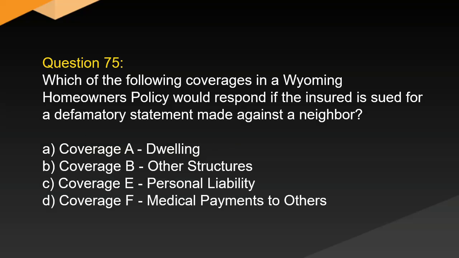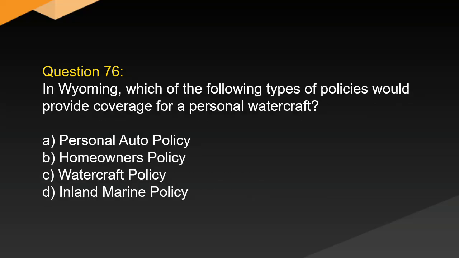Question 75. Which of the following coverages in a Wyoming homeowner's policy would respond if the insured is sued for a defamatory statement made against a neighbor? A. Coverage A, dwelling. B. Coverage B, other structures. C. Coverage E, personal liability. D. Coverage F, medical payments to others.